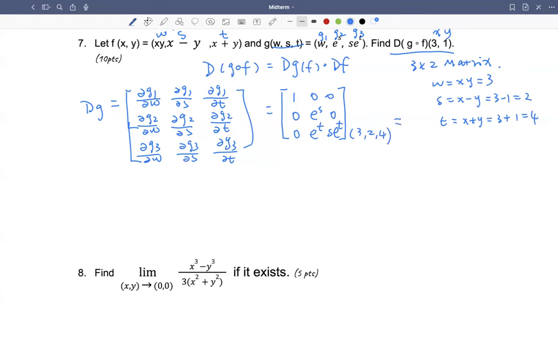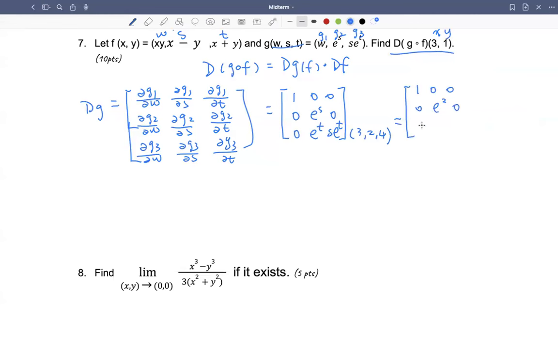So what do we get? First row, still get a 1, 0, 0. For the second row, 0, e to the S. S is the second one, so e squared. Then 0. And then 0, e to the T. T is 4, so e to the 4. And the S, S is 2, so 2 e to the T, 2 e to the 4. So this is our DG, evaluated at the given point.